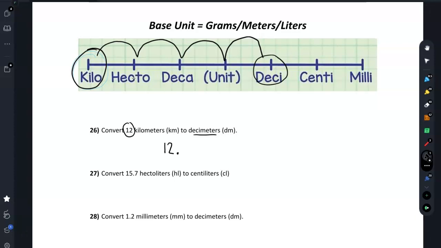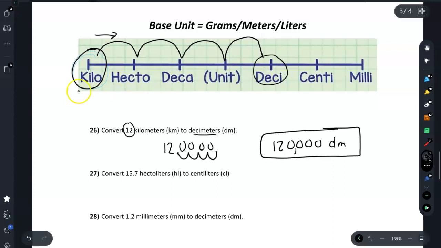I start with my decimal, and I need to move. I move to the right. I started on the left, I moved to the right. So I need to move that decimal 4 times to the right. Very similar to what we were doing with scientific notation. And add back in your zeros, and that would give you 1, 2, 0, 0, 0, 0, which would be 120,000, and that would be decimeters.